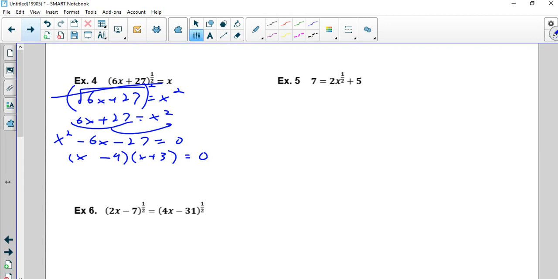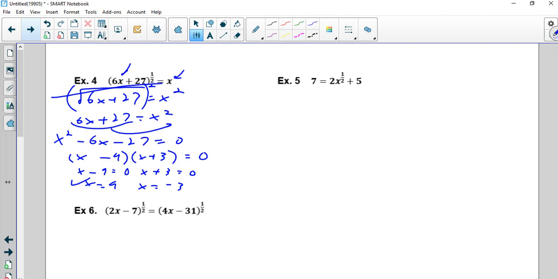Now at this point, we set them both equal to 0. And we test them both: x equals 9 and x equals negative 3. So we're going to plug that back in right here. 9 times 6 is 54. 54 plus 27 is 81, and the square root of 81 is 9, which we would be plugging in over here. So 9 is a true statement.